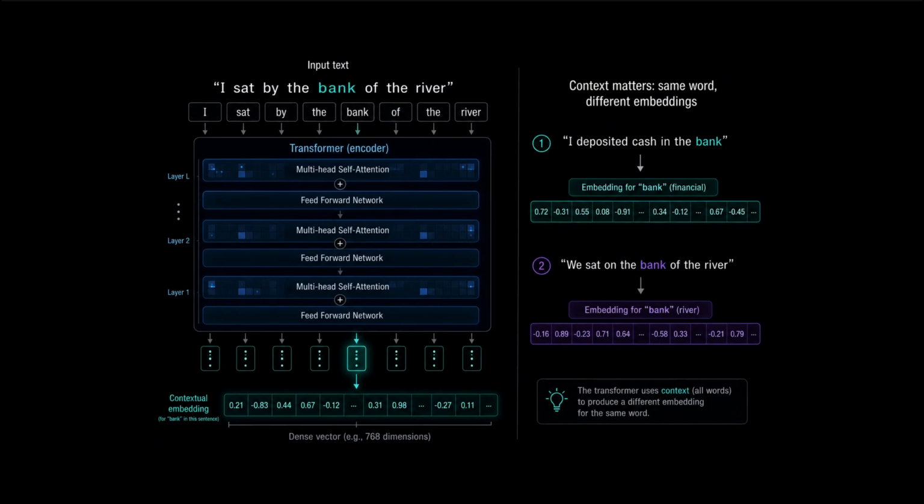The transformer looks at all of those surrounding words when building the embedding. And this is really big. It means the model is no longer reacting to keywords, it's capturing intent and meaning. And the embedding reflects what you meant, not just the little words you typed.